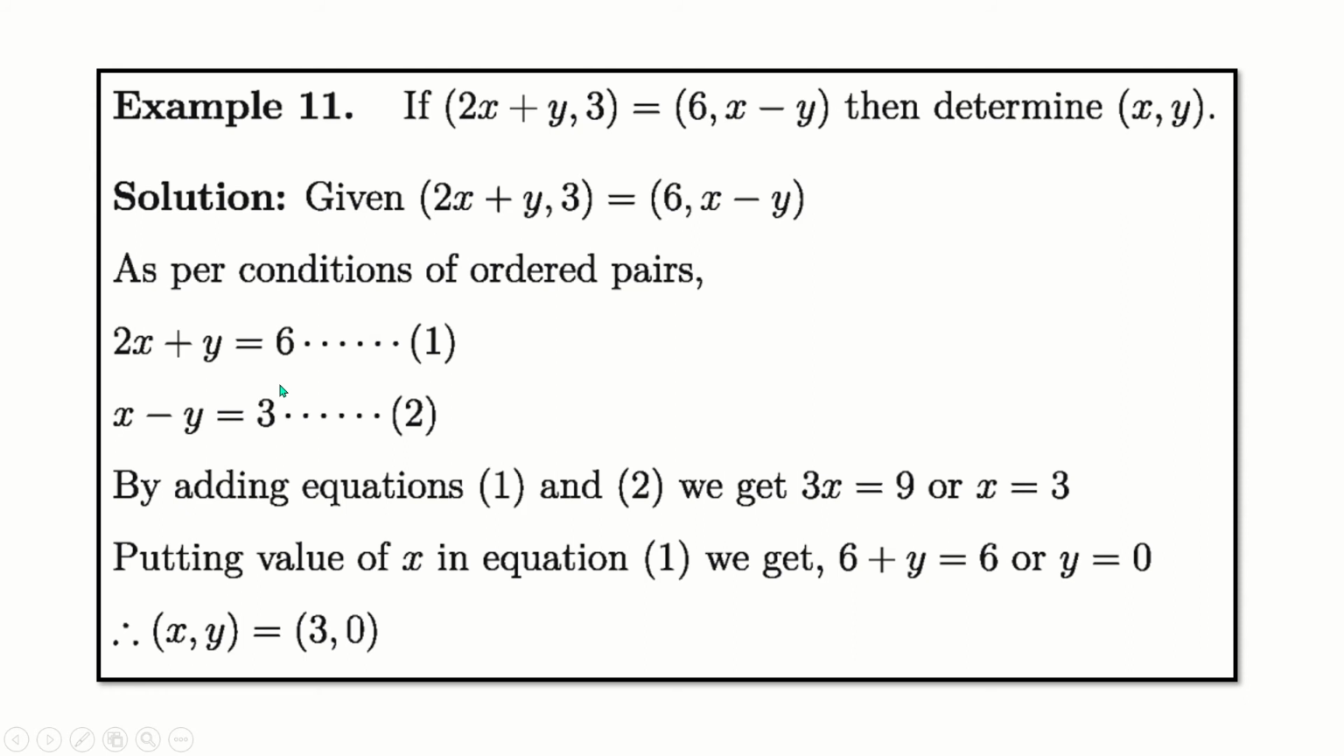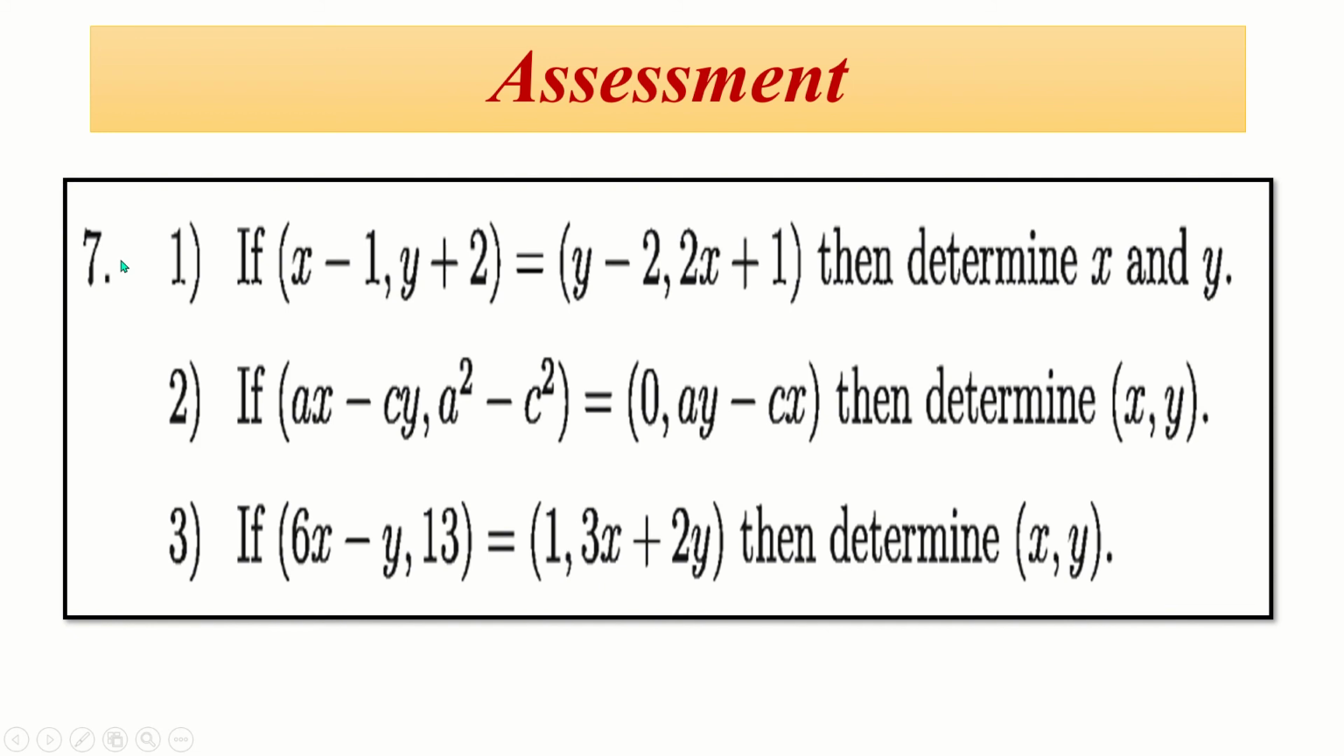Now solve this, adding, 3x equals 9, that means x is equal to 3, and putting the value x equal to 3 in equation 1 or 2, we get y is equal to 0. Therefore the required value of (x, y) equals (3, 0). This is the answer. Very easy math. Follow this math, you can easily solve number 7 of exercise 2.1 in your book, 1, 2 and 3. Same as before, you just have to calculate.